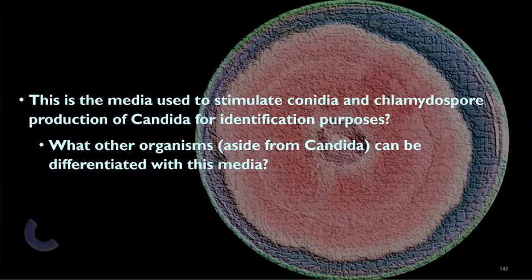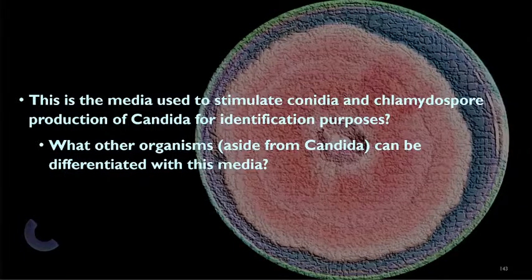Okay. Now, what culture media is used to stimulate the conidia and chlamydospore production of Candida for identification purposes? We have cornmeal agar with Tween 80. Okay? Please don't forget, we have Tween hydrolysis tests for mycobacteria. Please don't forget that we have Tween 80 for fungi. Okay?